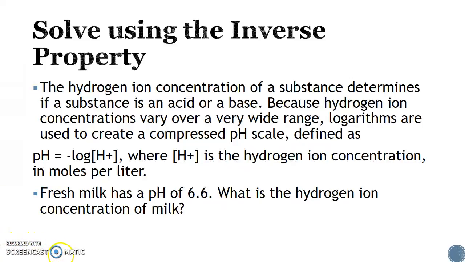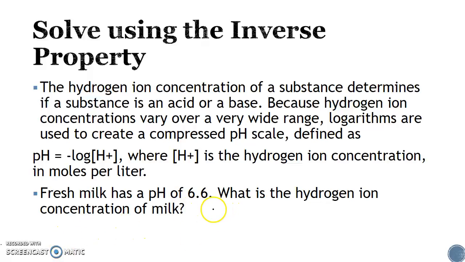We're going to solve a problem using the inverse property. The first bullet point tells us about the hydrogen ion concentration and gives us a formula that relates the hydrogen ion concentration to the pH. The second bullet point tells us that milk has a pH of 6.6 and asks us to find the hydrogen ion concentration. I'm going to substitute the 6.6 into the formula for pH.